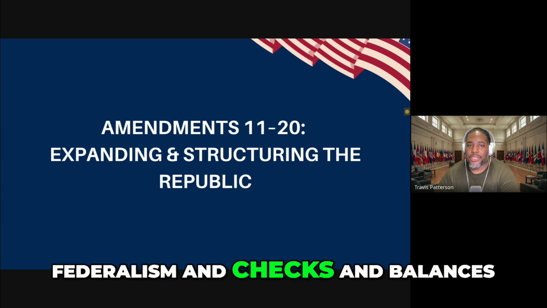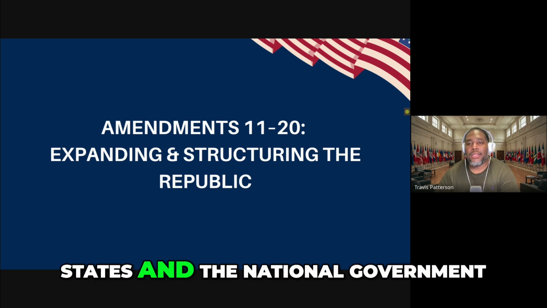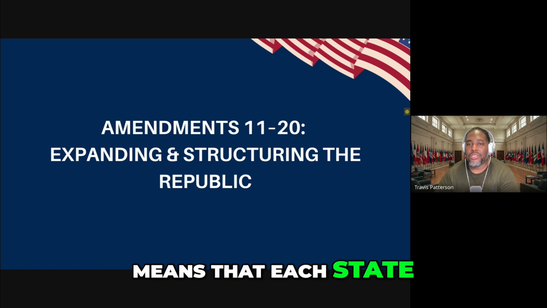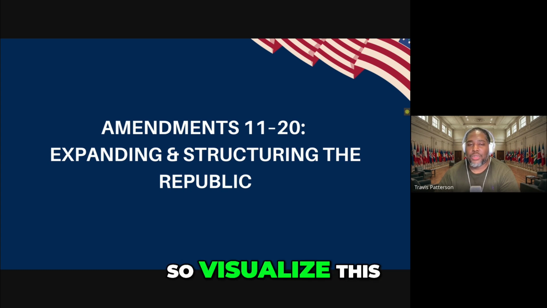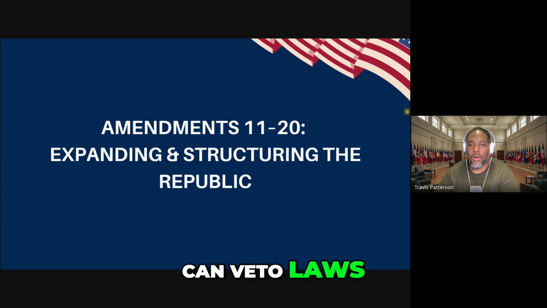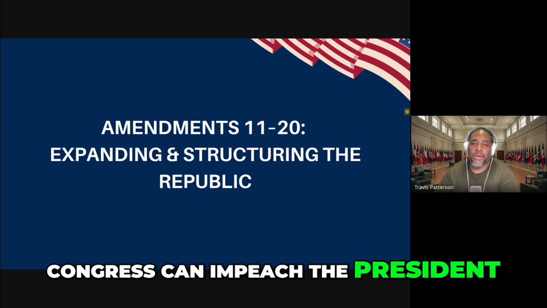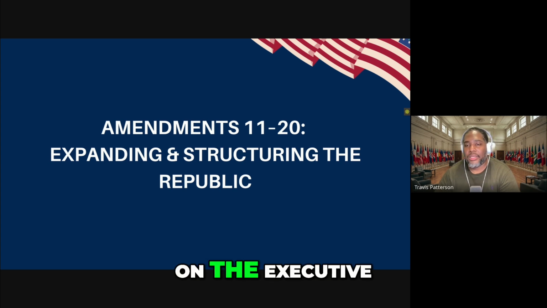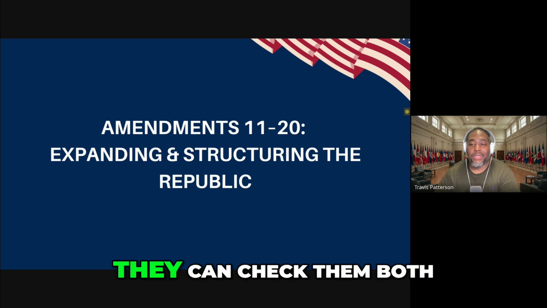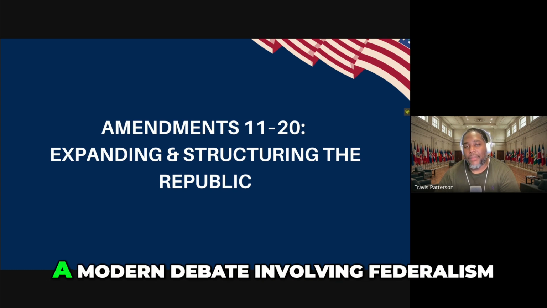All right, to conclude here, federalism and checks and balances. So federalism means power is shared between the states and the national government. Checks and balances simply means that they can limit the other. Visualize this. The executive branch, the president, can veto laws, a check on Congress. So that's the executive. And courts can strike down laws. They can check on both the executive and legislative branch.